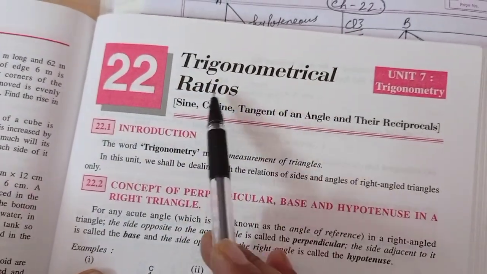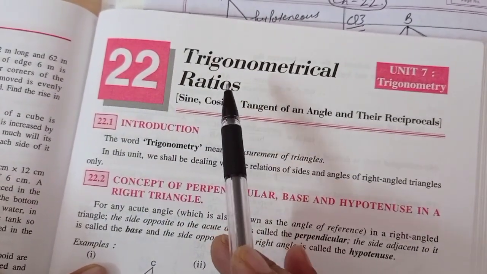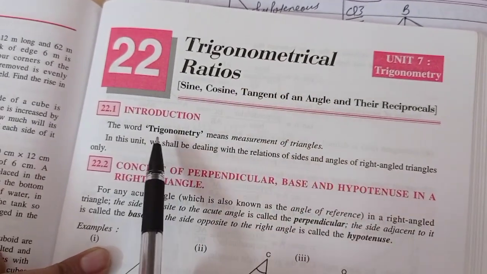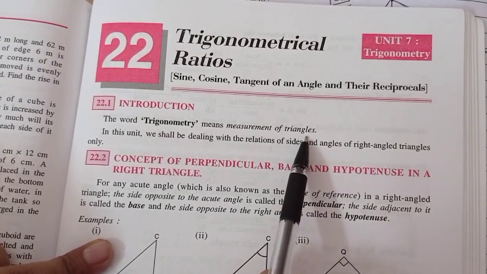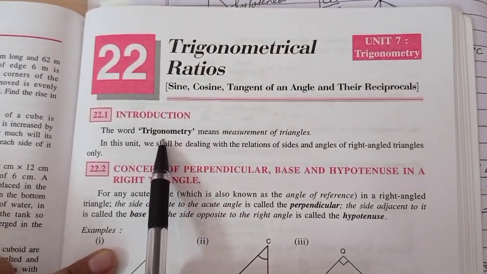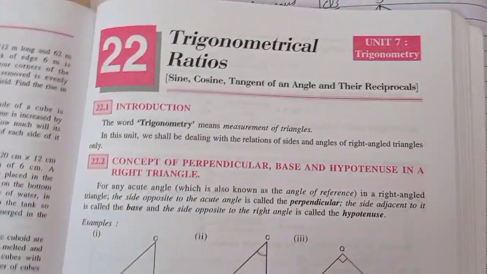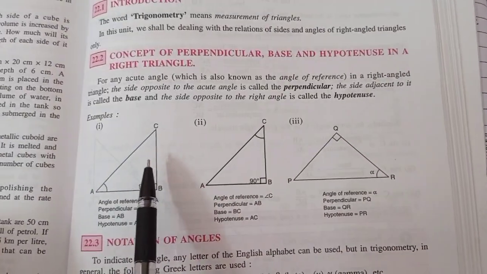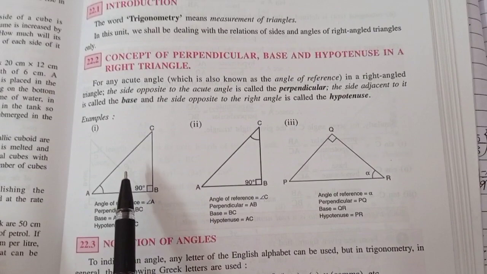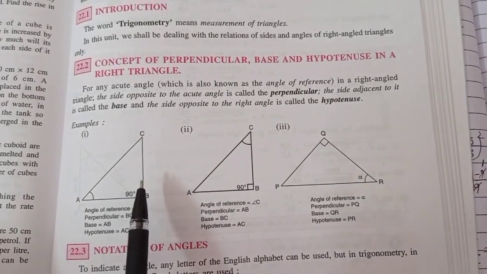Let's start with trigonometrical ratios. Children, first of all, what is the meaning of trigonometry? Trigonometry means measurement of triangle. It is the study of right triangle. Now look children, the basic concept of the chapter is to identify base, hypotenuse and perpendicular.